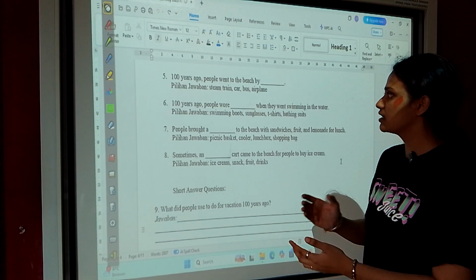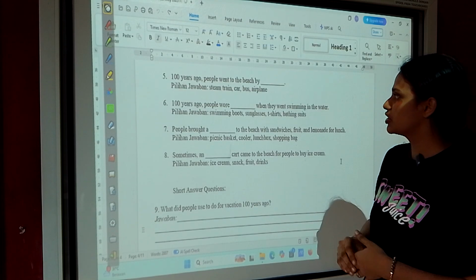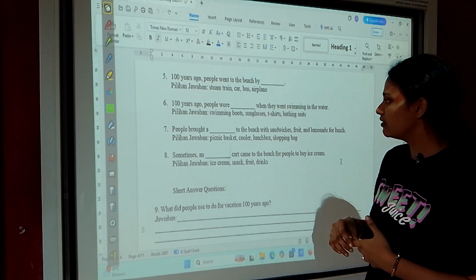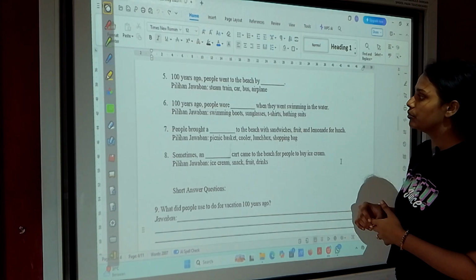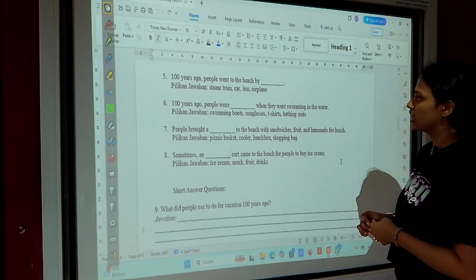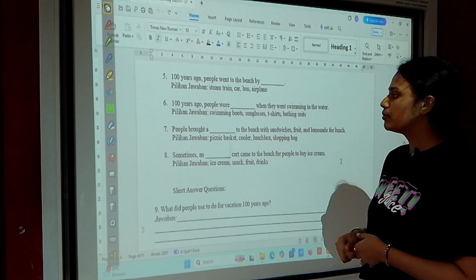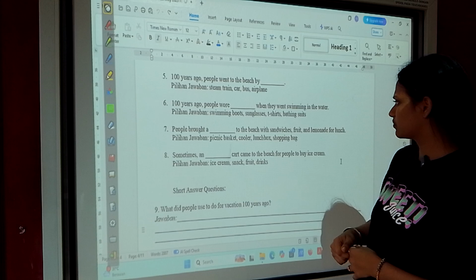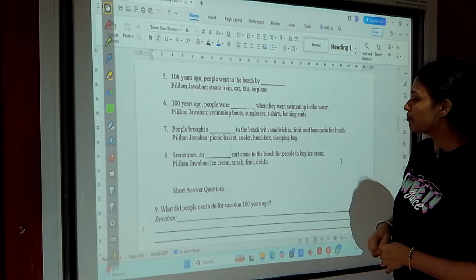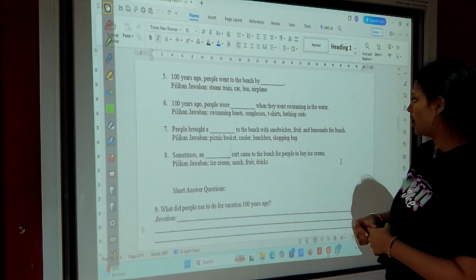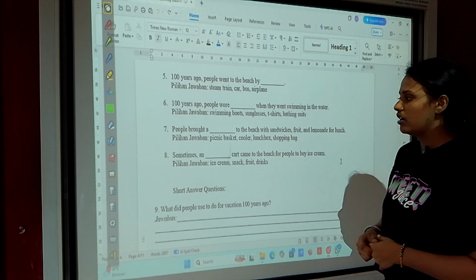100 years ago, people went to the beach by steam train. 100 years ago, people wore swimming boots when they went swimming in the water. People brought a picnic basket to the beach with sandwiches, fruit, and lemonade for lunch.